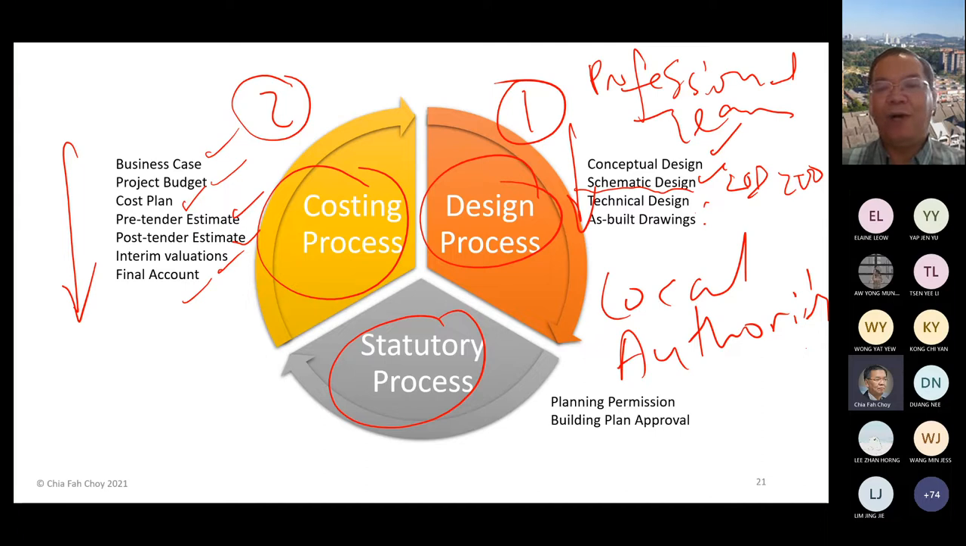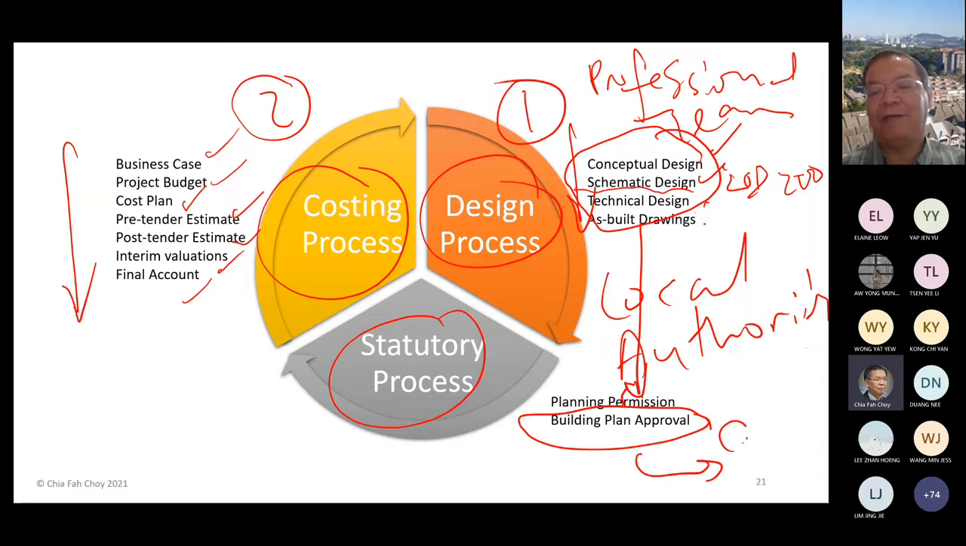And subsequently, once the building plan is done, you need to send it to the local authority for the building plan approval. Then only can you start to carry out the construction. Otherwise, it is illegal to carry out any construction without getting the approval of the relevant statutory body. I prefer to call it the statutory body.